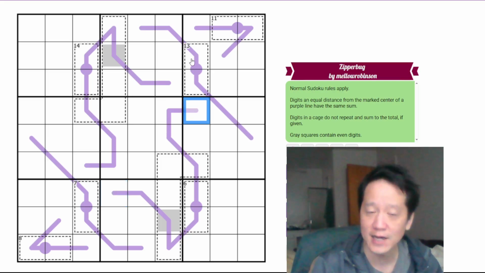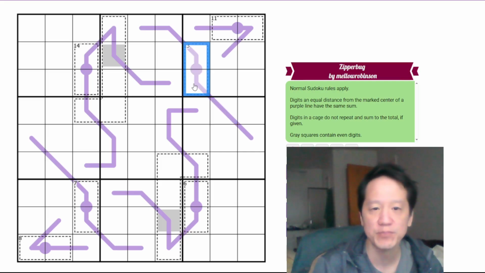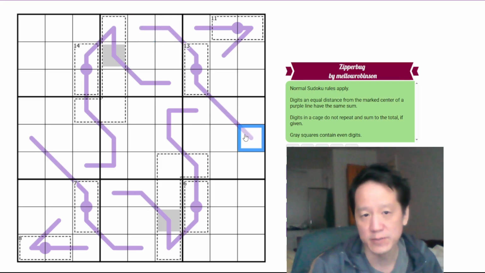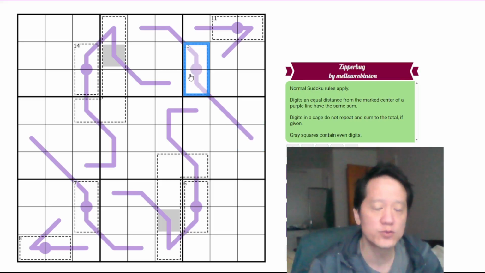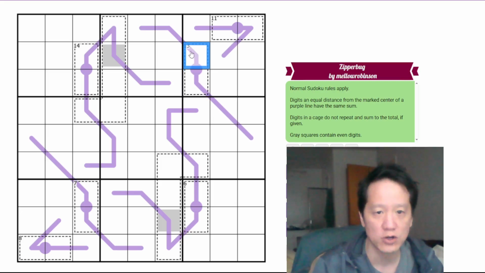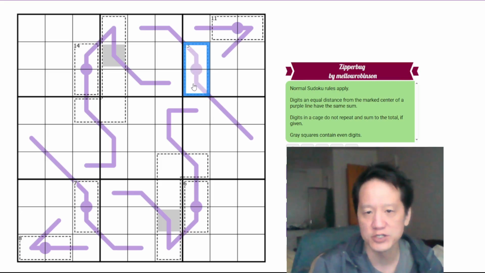And that's the same for all the zipper lines, right? These two digits sum to the same sum. These two digits sum to the same sum. And these two digits sum to the same sum. And that's how zipper lines work, and that's how cages work. And we usually call them killer cages.